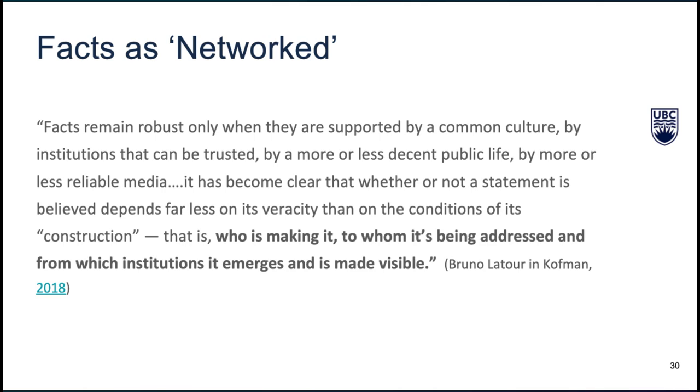And facts around emergencies and disasters are certainly networked. Think back to the COVID-19 pandemic, for example. Some groups of people were more or less likely to get the COVID vaccine. And this can be connected to the level of social trust that they have in mainstream media and in medical authorities, as well as concerns about pharmaceutical companies seeking profit. And these are all tied to the conditions of the construction of facts about vaccines and how COVID vaccines were presented to the public, who were the authorities doing this presenting, and how were these vaccines made visible.